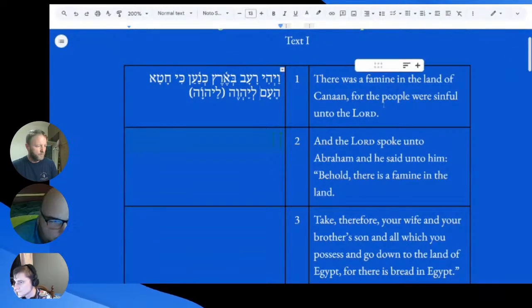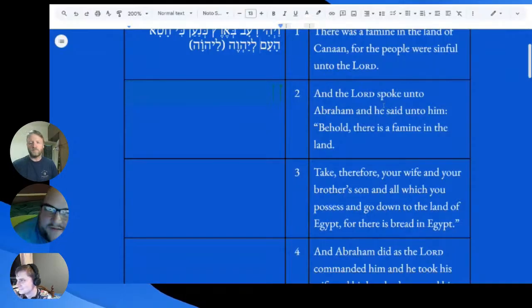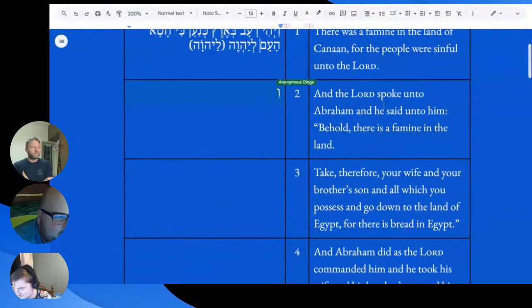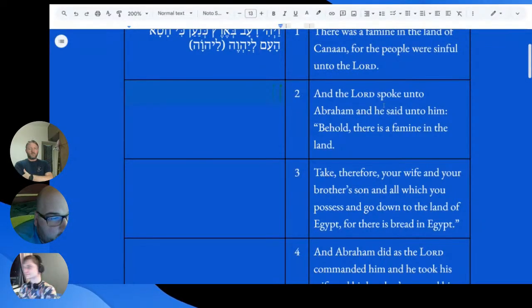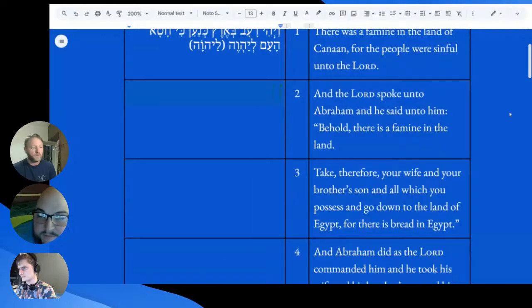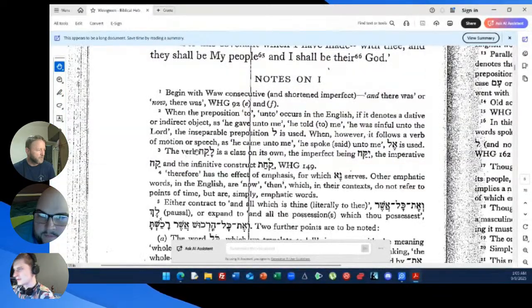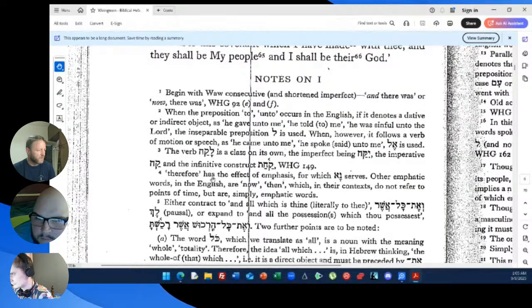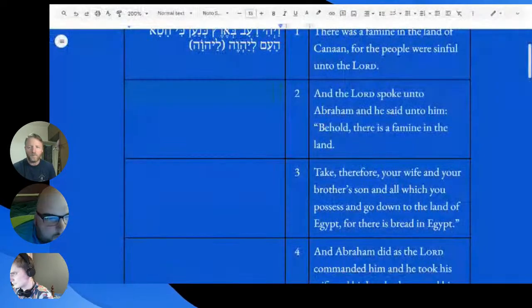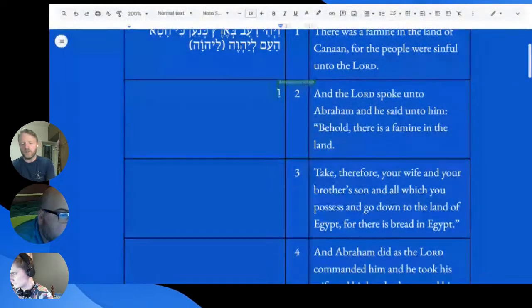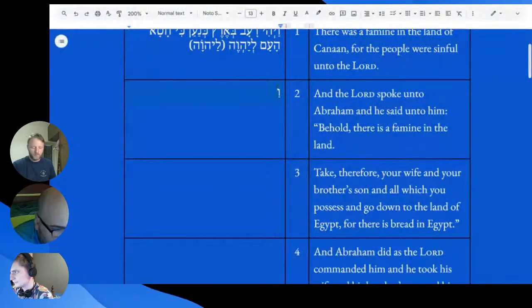Me, I want to do 2. Yallah. Hineni. So read the English first. Oh, yeah. And the Lord spoke unto Abraham, and he said unto him, behold, there is a famine in the land. So, let's look real quick and see if there are any notes. Sorry. Okay. So note 3. Nope, that's from the next one.